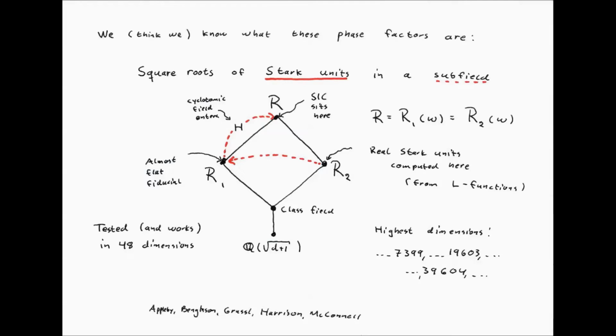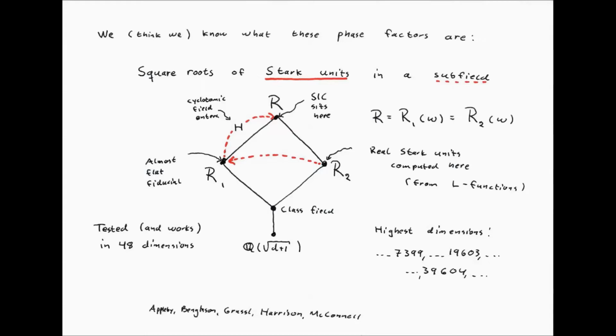They are square roots of something called Stark units in a subfield of the ray class field you need to construct the SIC. And the fact that it's in a subfield is very significant because that means that the computational problem shrinks dramatically. Stark units is something I'm not going to explain either, but Stark units in the cyclotomic field, you know, they are just the roots of unity. And this is a partly conjectural generalization of that to real quadratic extensions of real quadratic fields.